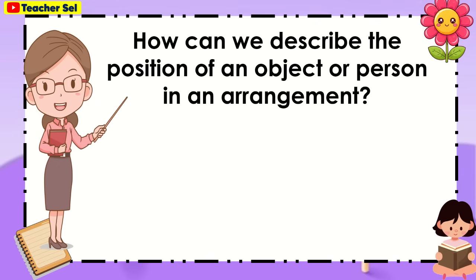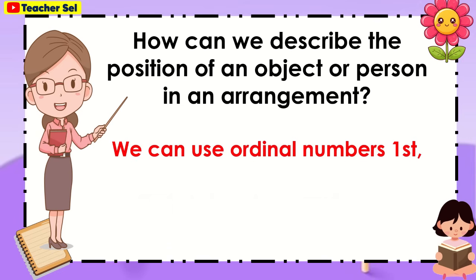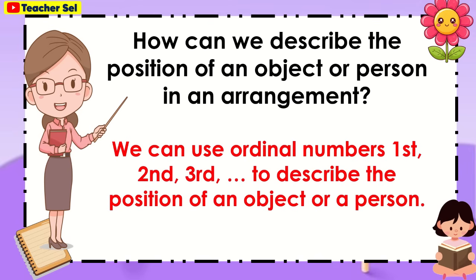How can we describe the position of an object or person in an arrangement? We can use ordinal numbers first, second, third to describe the position of an object or a person.